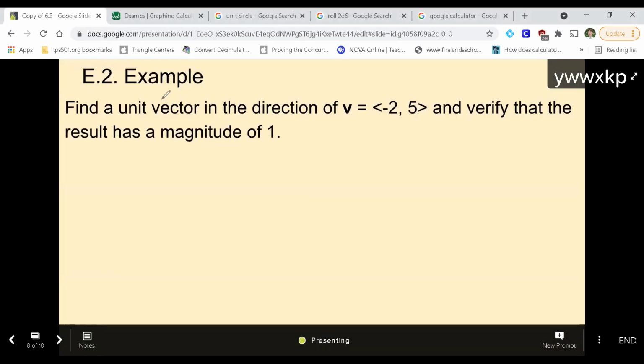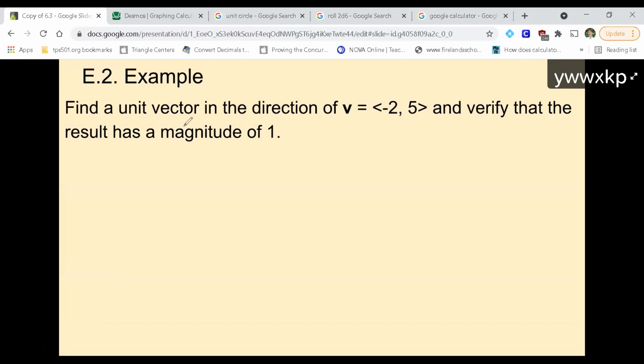All right. Find a unit vector in the direction of -2, 5, and verify that it has a magnitude of 1. Well, easy peasy lemon squeezy. The unit vector is 1 over the magnitude of V times V. If you look inside the parentheses here, it kind of looks like a birthday cake.